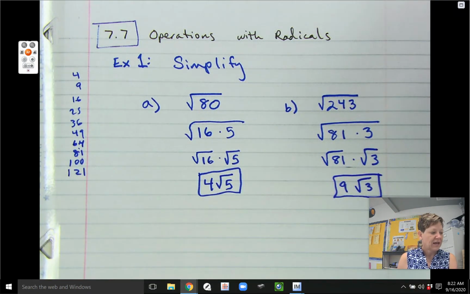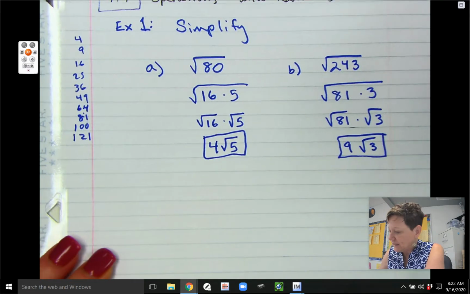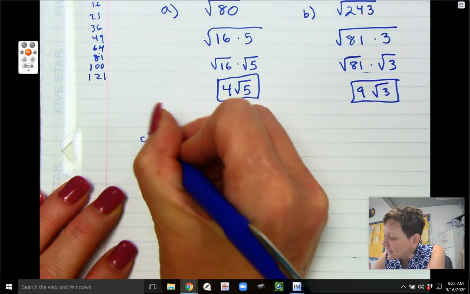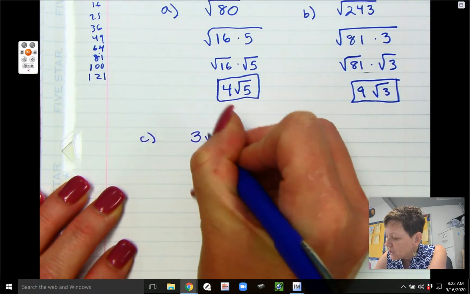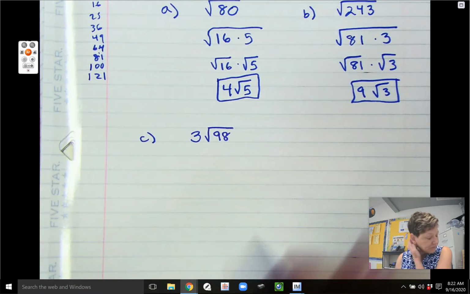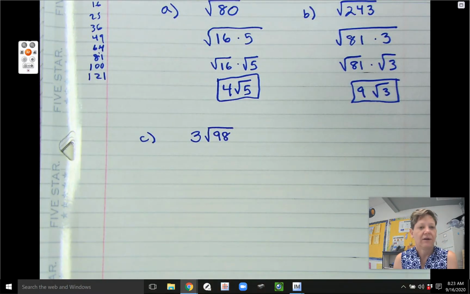Okay, and what happens if there is a number out in front? So let's try that. For C here, let's make it 3 square root of 98. Go ahead and pause the video, try it on your own, and come back and see if you get it right.